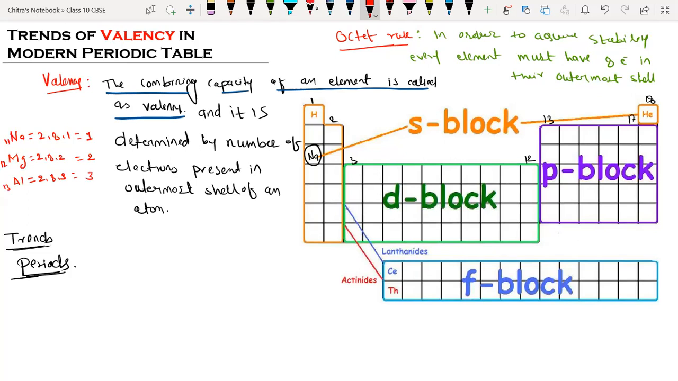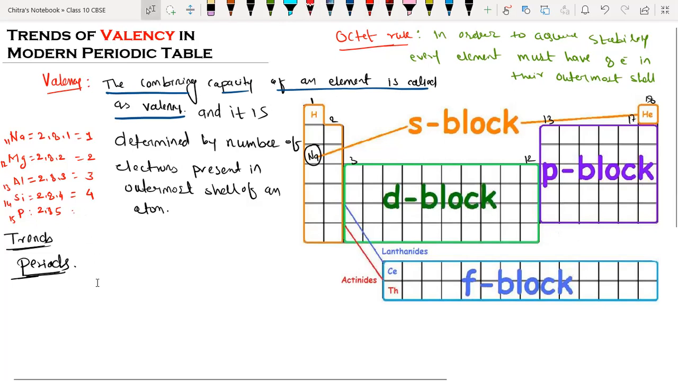After that we have silicon, atomic number 14 and electronic configuration 2, 8 and 4. So it may lose, gain, or maybe share electrons with other elements. So its valency will be 4. Then after that we have phosphorus, its atomic number is 15. So its electronic configuration is 2, 8 and 5.